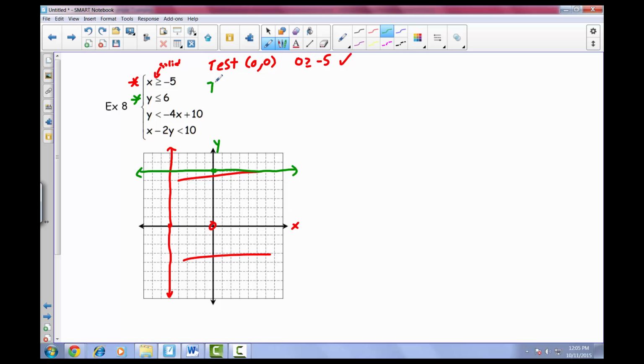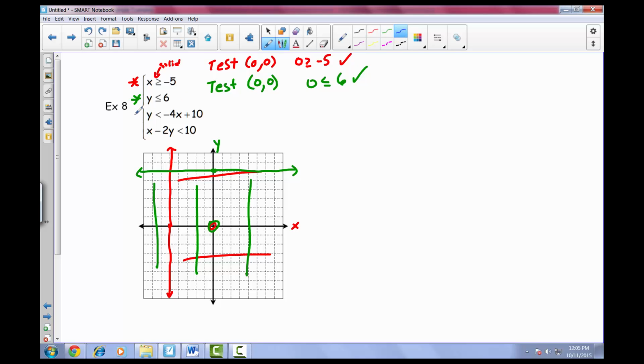Going ahead now and testing a point. 0, 0. We see is clearly below that green line. Is 0 less than or equal to 6? It most certainly is. We tried 0, 0, it worked. That means then we would shade below our green line.